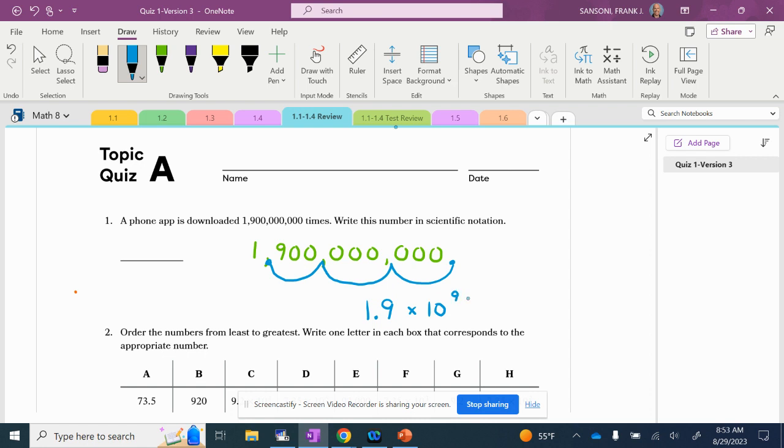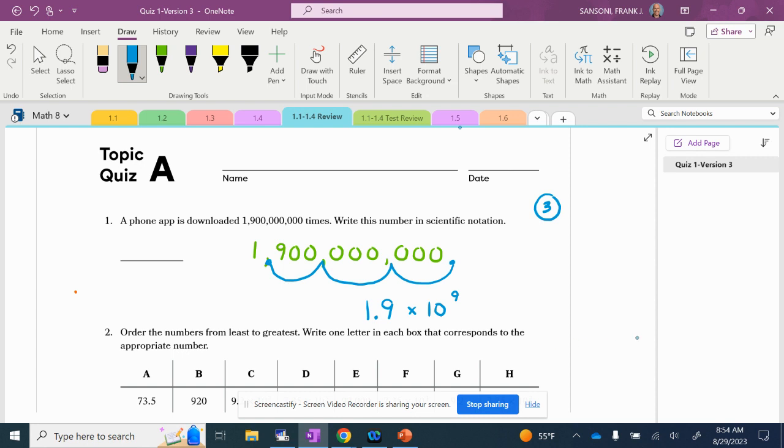So it's 1.9 times 10 to the 9th. How many points is that worth? 3. So in that box, make sure you have 3 circled. So you know that that is a 3-pointer, okay? You know that if you're going to miss 1 or 2, if you say, I only want to get 1 of these 2 right, you want to get number 1 right because that's worth 3 points. 2 is not worth 3 points, okay?